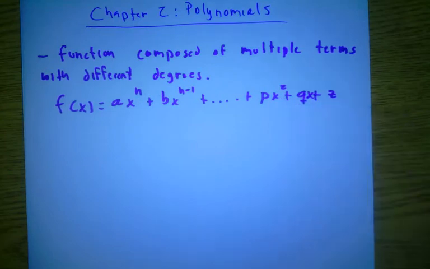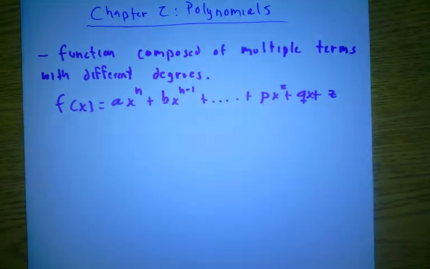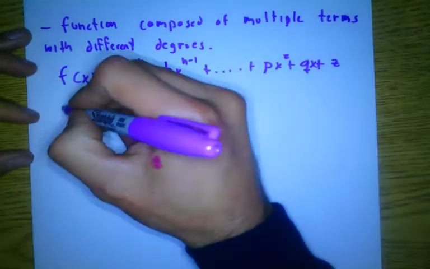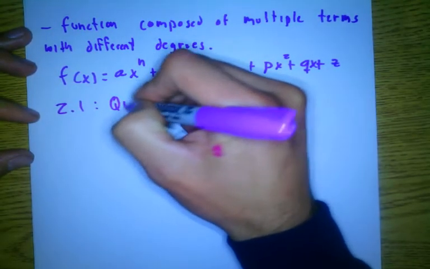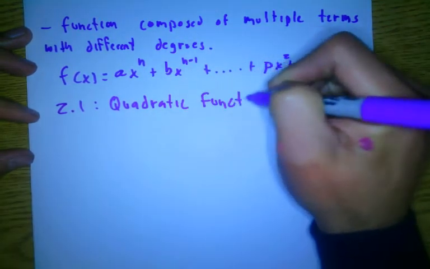Are you guys with me? What I am saying here is that a, b, c, d, p, q, all these numbers, they have to be real numbers. Cool? Are we good? So do you remember what a polynomial is now? Yes? Today we will focus on a very specific type of polynomial, known as the quadratic. Yes? All right. So we're actually on 2.1, which is called a quadratic function.